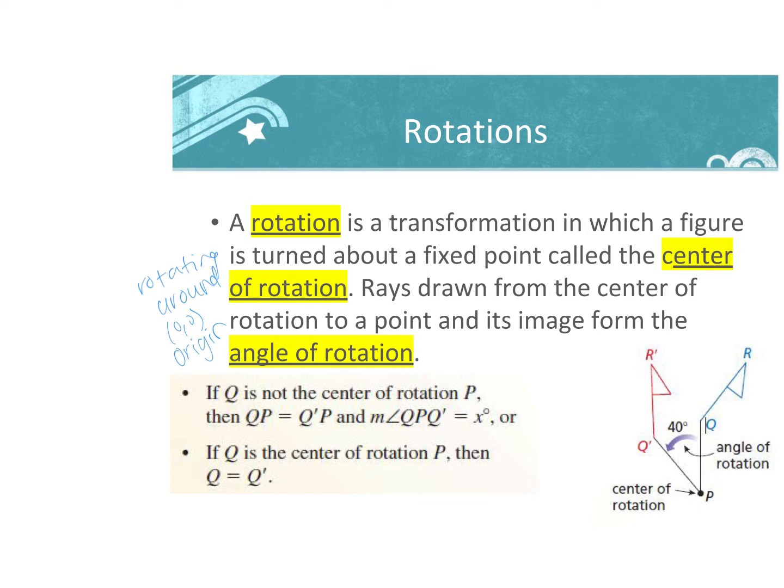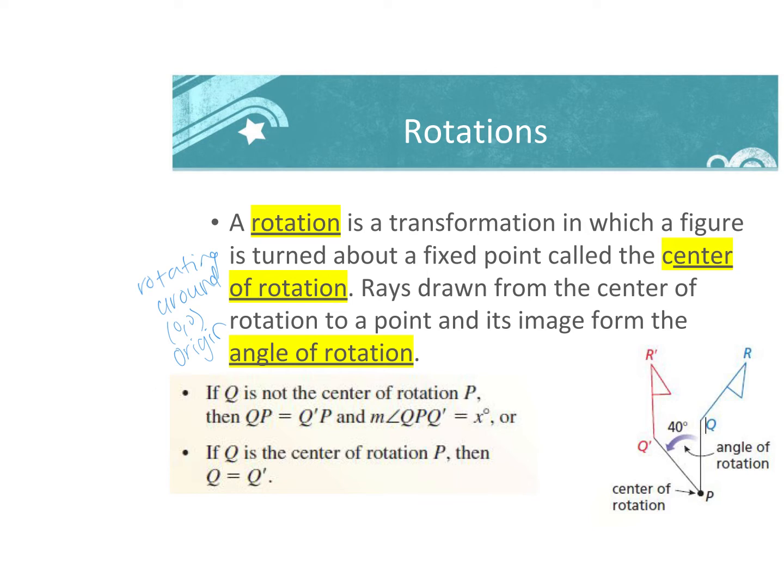Now, if your point lies on the center of rotation, okay? So if my point was the center of this clock and I rotated it 90 degrees, where would my new point be? The same. Why? Because it lies in the middle, okay? If your point is on the center of rotation and you rotate 90 degrees, same thing.